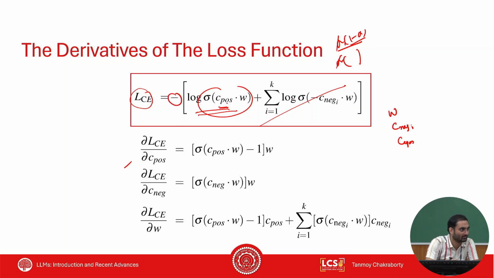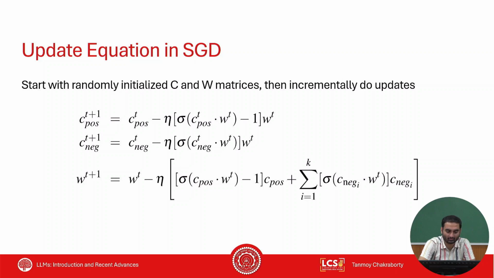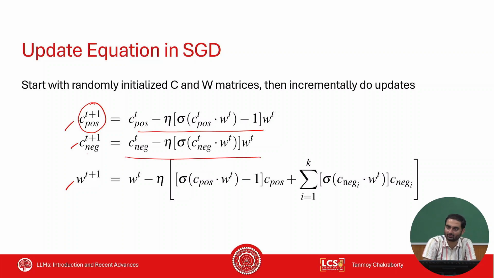Now we already have a negative here, so this will be sigmoid minus 1. And of course, there's a W. So this is the derivative. Similarly, if you do a small calculation here, this will be the derivative with respect to C neg, and this will be the derivative with respect to W. Once we obtain the derivative, these are the update rules. The positive vectors will be updated using this formula. The negative vectors will be updated using this formula, and W will be updated using this formula.